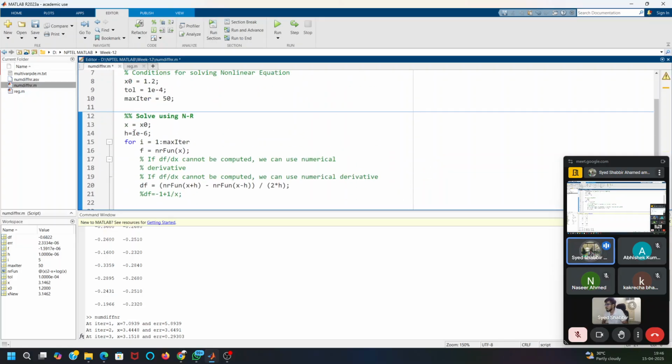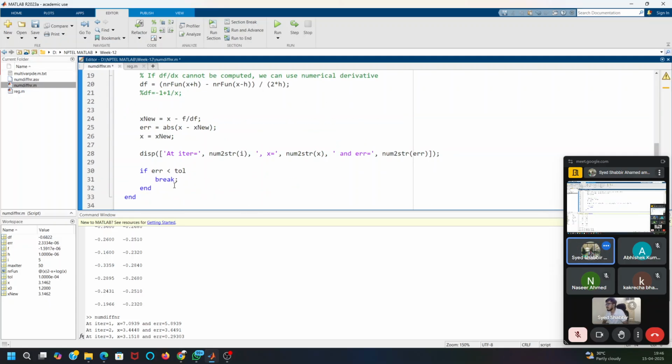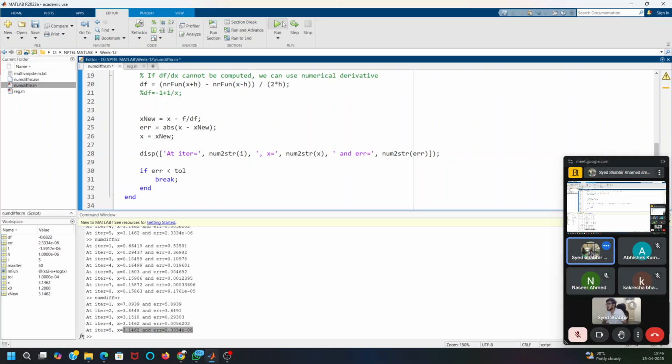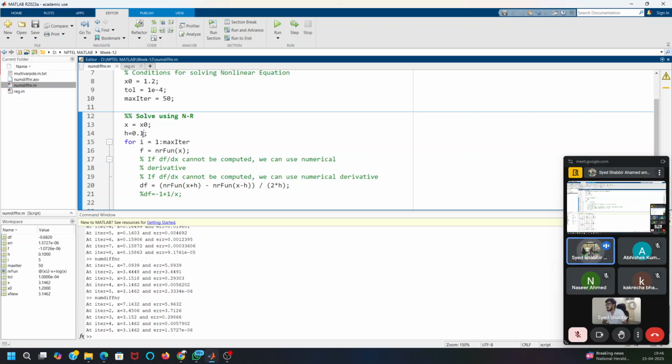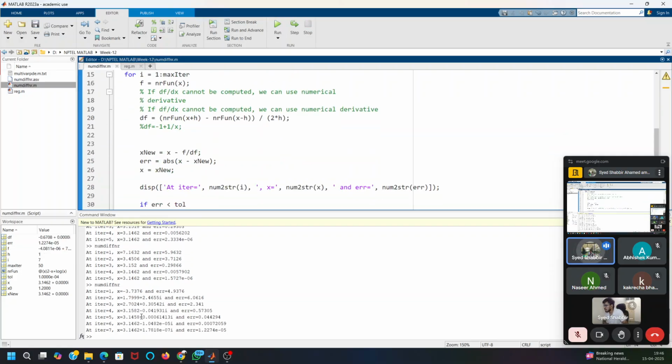But you have to make sure that this h value is sufficiently small. If you take h is equal to 0.1, yeah, we are getting good agreement here too. But if I take x is equal to 1, we are getting some kind of imaginary value. But yeah, so we are getting it. Now it is taking two more iterations.